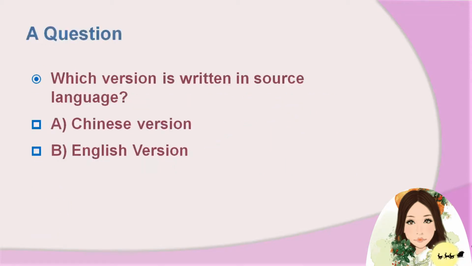Okay, now I want to ask you a question. Which version is written in the source language? The answer is the Chinese version. Actually, the Chinese version is written in the source language. That is the original memo. And the translator translated the Chinese version of the memo into English. So the English version is actually written in the target language.